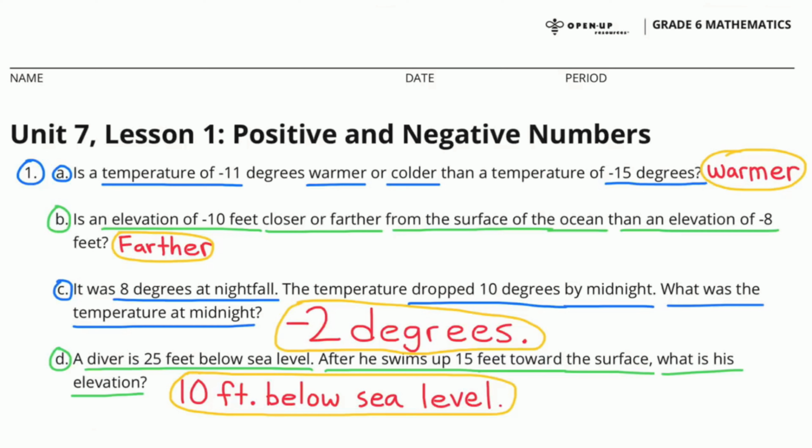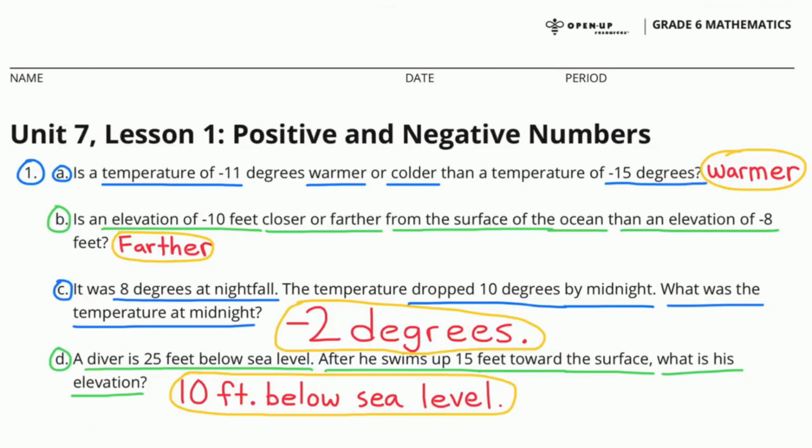C. It was 8 degrees at nightfall. The temperature dropped 10 degrees by midnight. What was the temperature at midnight? 8 minus 10 is negative 2, so it would be negative 2 degrees. Or we could look at it as 8 plus a negative 10, and that also would be negative 2. So the temperature at midnight would be negative 2 degrees.